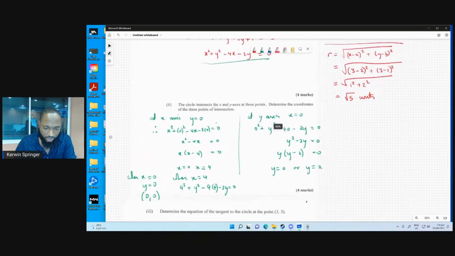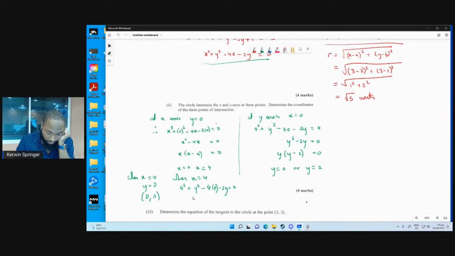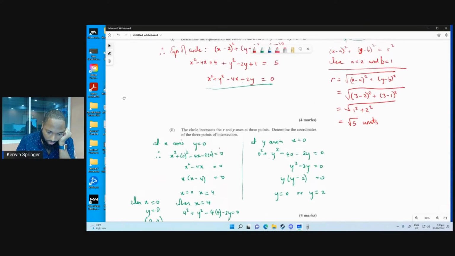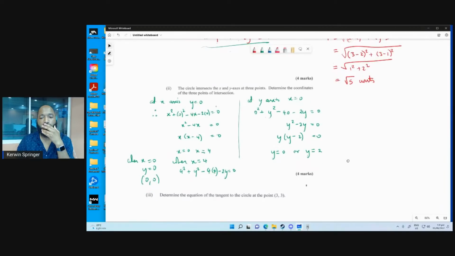Something weird happened here. When x is equal to 4, 4 squared plus y squared minus 4 by 4 minus 2y is equal to 0. When y is equal to 0, x is equal to 0. So I'll have an x at 0, 0. So this is a repeated point.